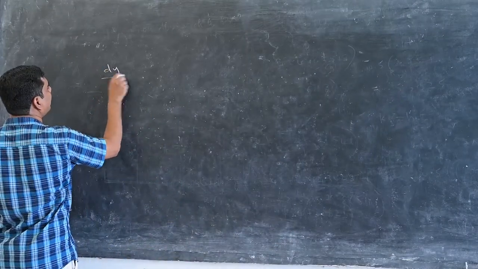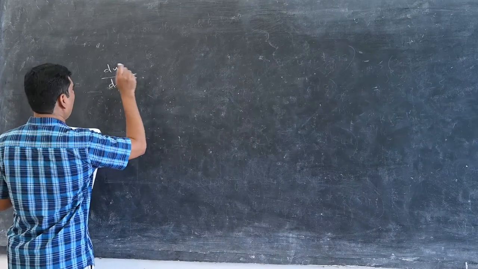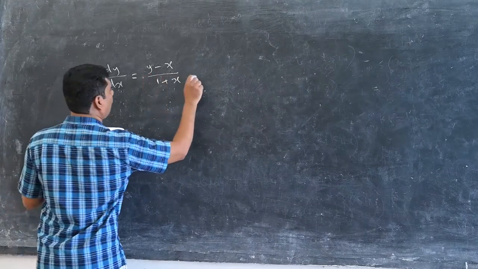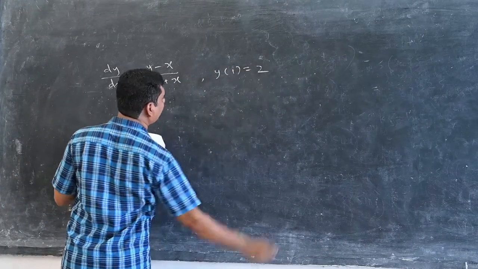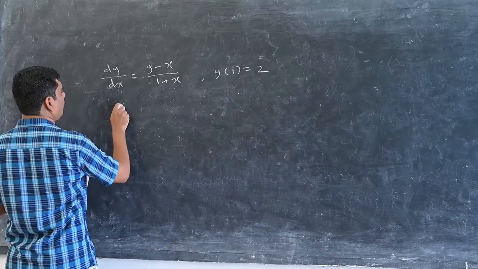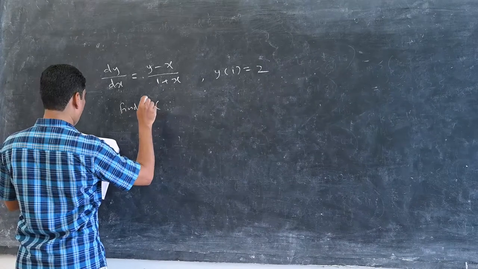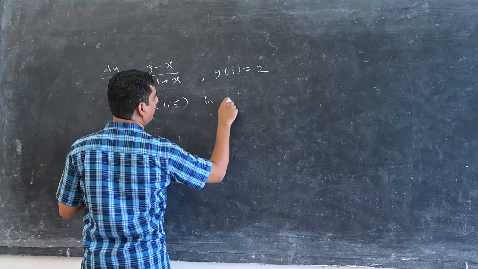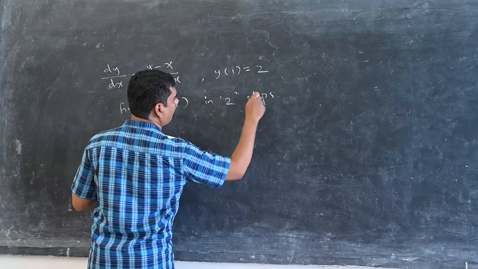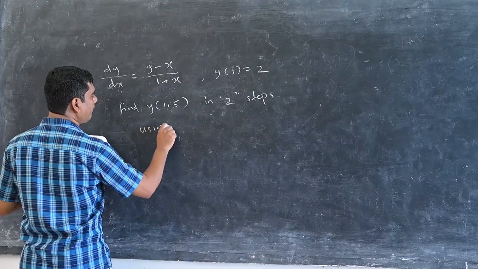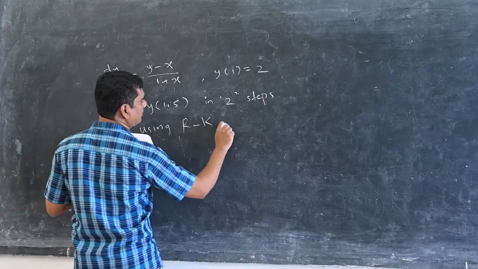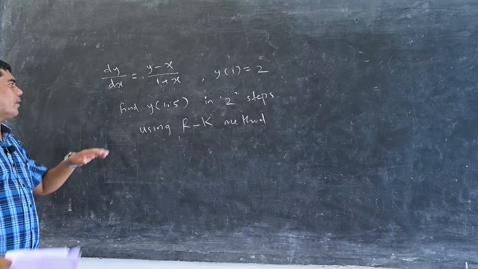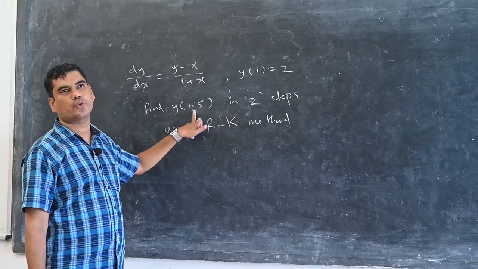Consider another example. dy by dx is equal to y minus x divided by 1 plus x, y of 1 is equal to 2. So this is the given initial value problem. Find y of 1.5 in 2 steps using Runge-Kutta method. So we have to obtain 1.5 in 2 steps.